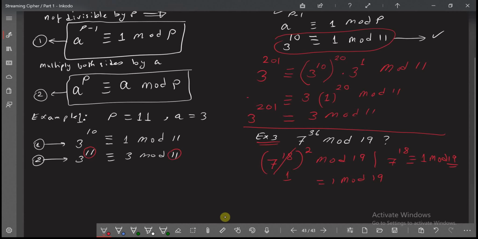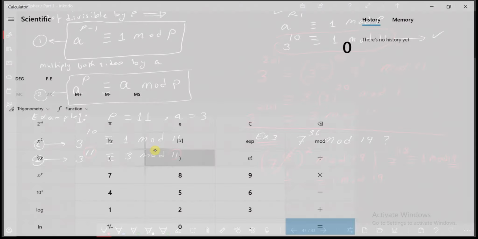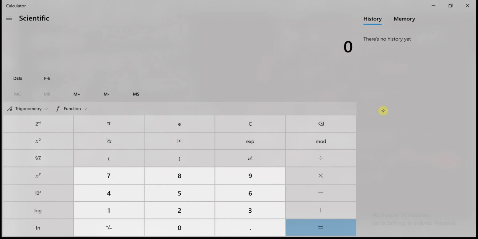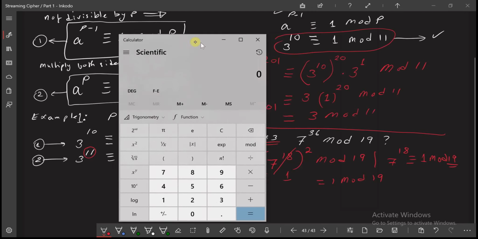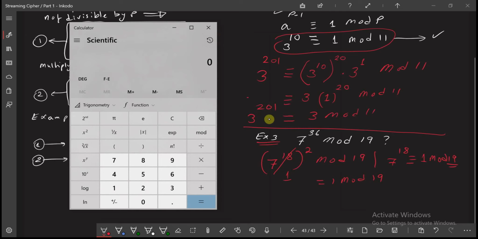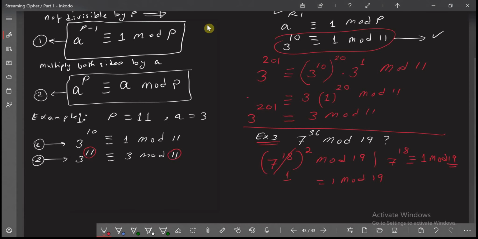Now of course, we can verify it. I'm just going to show you with a calculator. I have 7 raised to the power 36, which gives us a huge number, obviously. Of course, if you want to find the mod 19, the answer is 1. This confirms my result. So actually you can confirm it with the calculator.